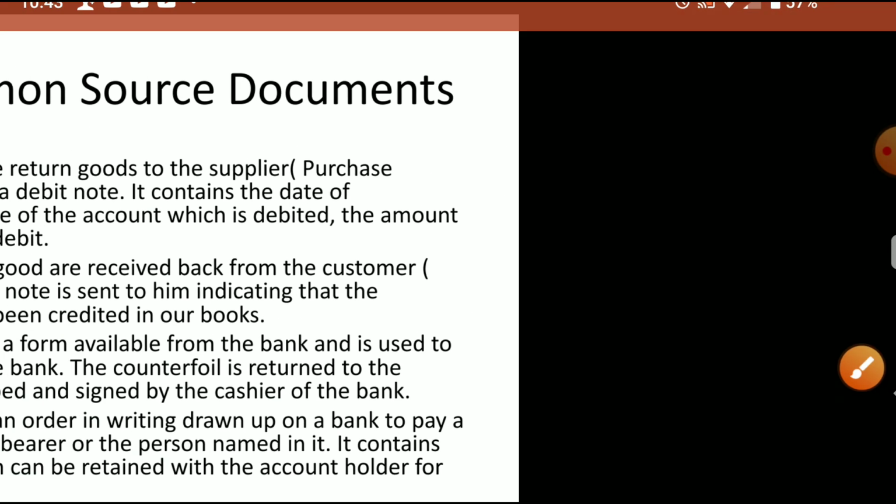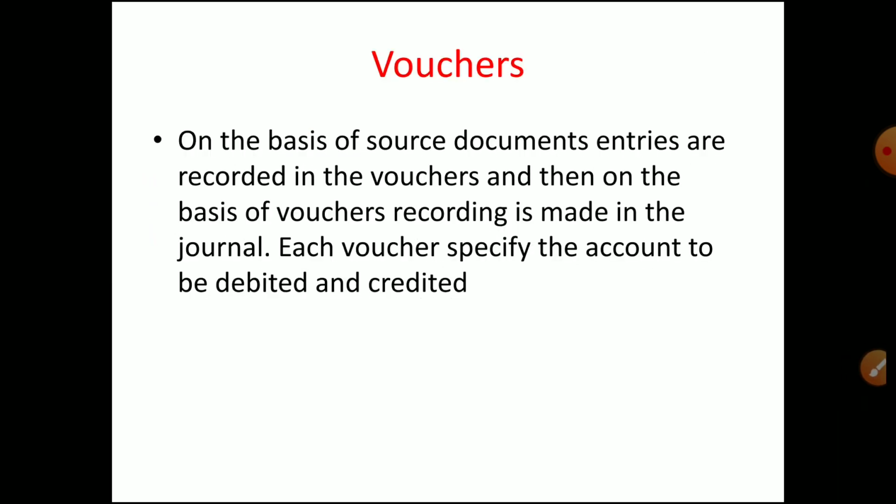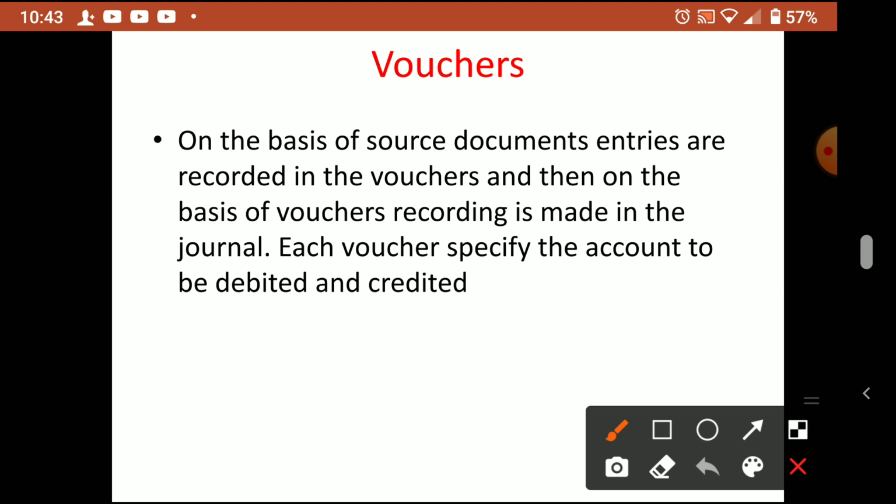Now the next one is vouchers. Source documents and vouchers are almost the same. On the basis of source documents, entries are recorded in the vouchers, and then on the basis of vouchers, recording is made in the journal. That is the only difference. So on the basis of source documents, we prepare vouchers. Then based on these vouchers, we make the journal, the recording journal.